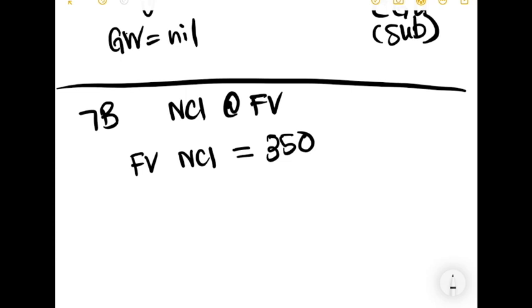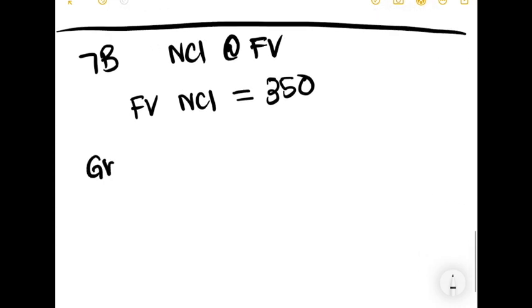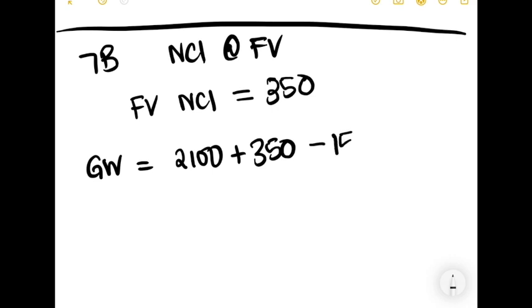If the fair value of the NCI is 350, then we need to recalculate our goodwill. So in our goodwill calculation, we've got the consideration of 2,100. Then we add the fair value of the NCI, which is the 350 we've been given, and subtract the fair value of the net identifiable assets at the acquisition date, which is 1,500. That gives us a goodwill of 950.